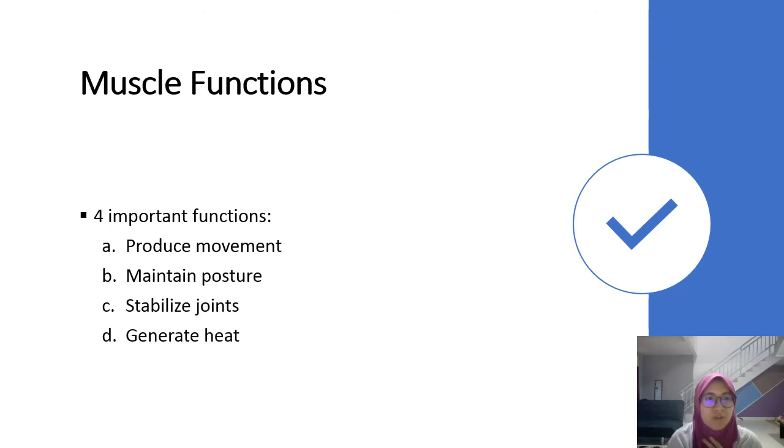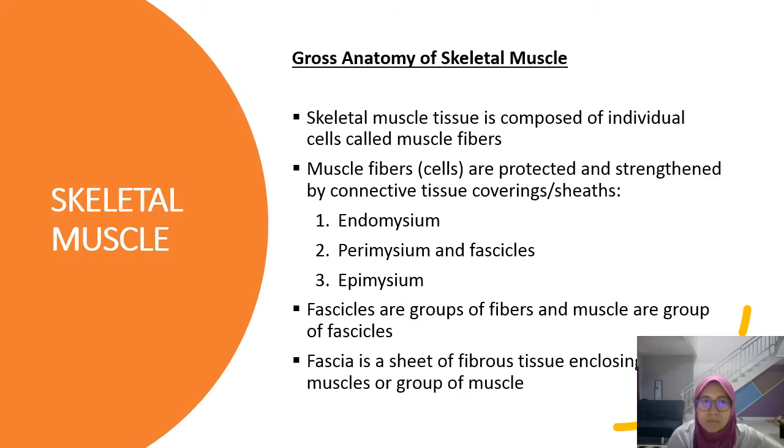Okay, muscle function, there are 4. Produce movement, maintain posture, stabilize joints, generate heat. Okay, this is the important part of the skeletal muscle. We start with the skeletal muscle first, the gross anatomy.